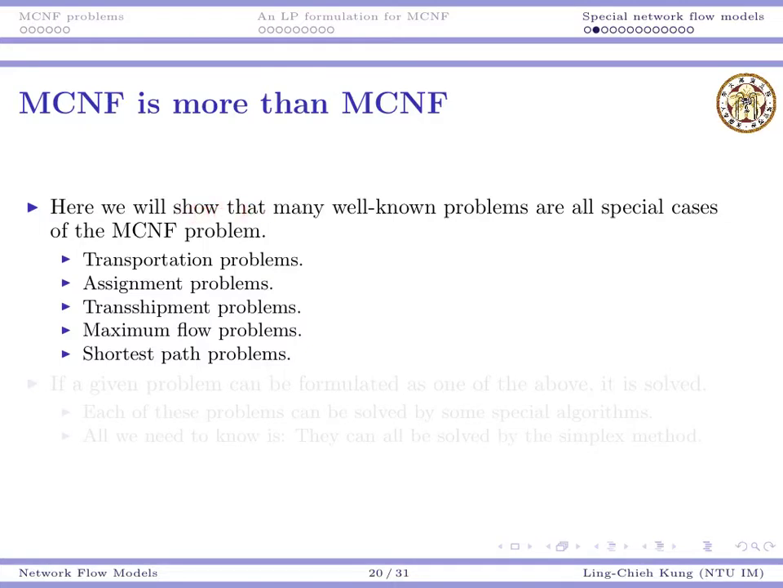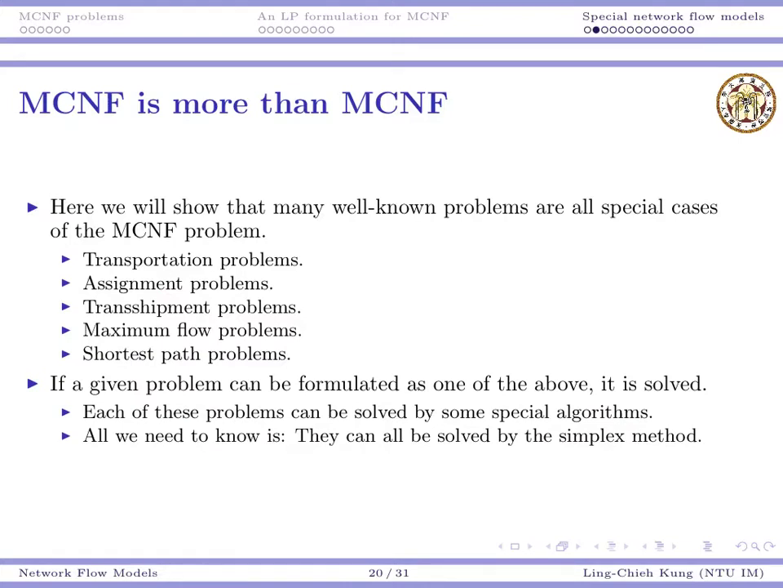Below, we will show you many different well-known problems are just special cases of MCNF problems. Transportation, assignment, transshipment, maximum flow, and the shortest path. I'm not sure how many of them have been heard by you, but for example, shortest path and the maximum flow, they will be discussed in your algorithms course. And transportation and assignment are some very famous special problems studied in operations research. Anyway, these are contained in chapters 8 and 9. We're going to give you some descriptions also.